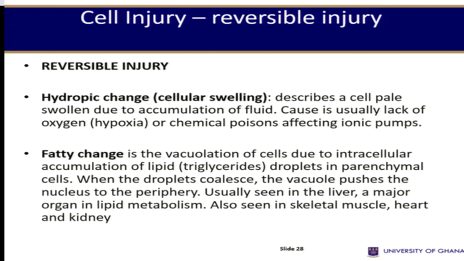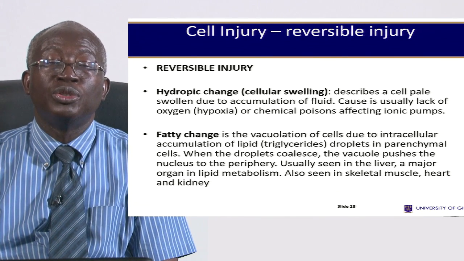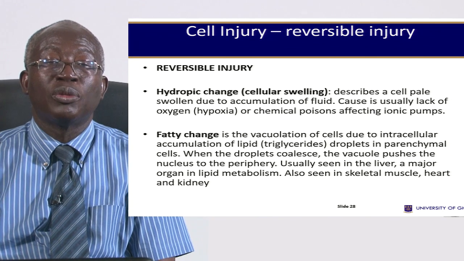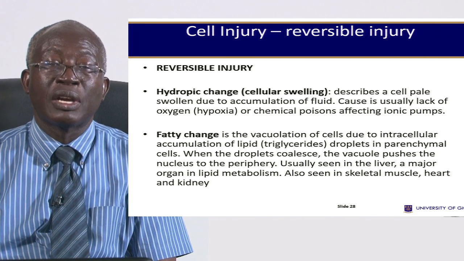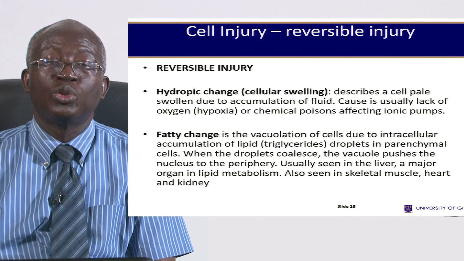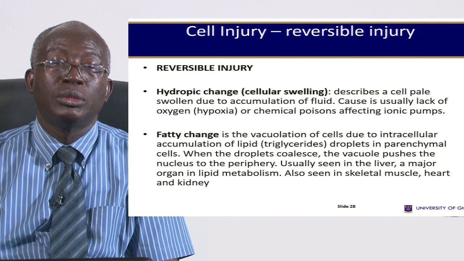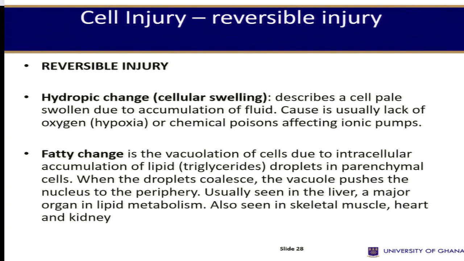So now let's come to the various types of injuries. Reversible injury. We have 2 examples of reversible injury to discuss. The first is hydropic change or cellular swelling. This is when the cell becomes swollen due to injury. When the cause of the injury is removed, the cell can return to normal, so it is reversible. Then fatty change. This is when the cell accumulates lipid within the cell, and the lipid forms vacuoles.